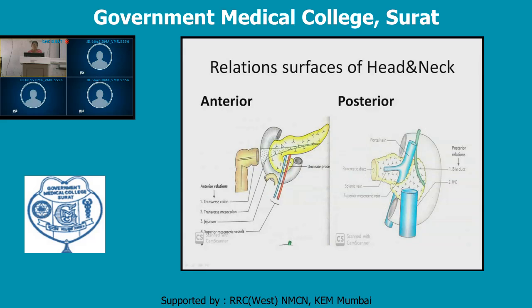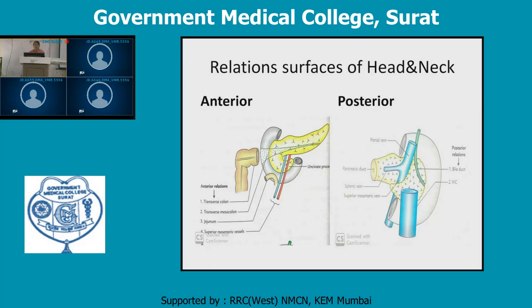Now here is the neck of the pancreas, and in this diagram we can see the relation. Don't forget this important relation: the formation of the portal vein is on the posterior surface of the neck of the pancreas by the union of the splenic and superior mesenteric veins. So the most important relation of the posterior surface of the neck of the pancreas is the formation of the portal vein. So this is the posterior relation.